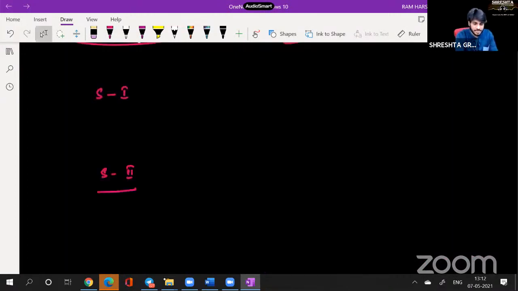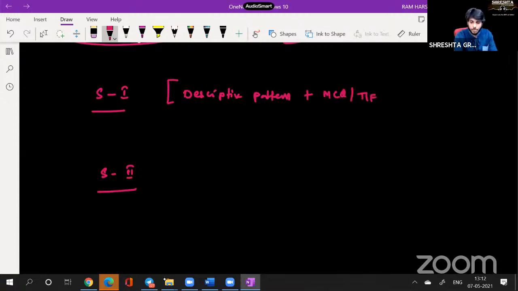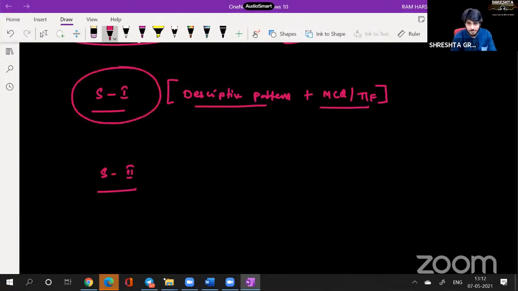We divided the subjects into section 1 and section 2, right? Here, you have to be prepared for descriptive pattern. You have to prepare the syllabus for descriptive pattern plus MCQ or true or false pattern for both. The segment 1 you have to give for both importance. So you have to be the best in these chapters. Best. Your preparation should be at the best.